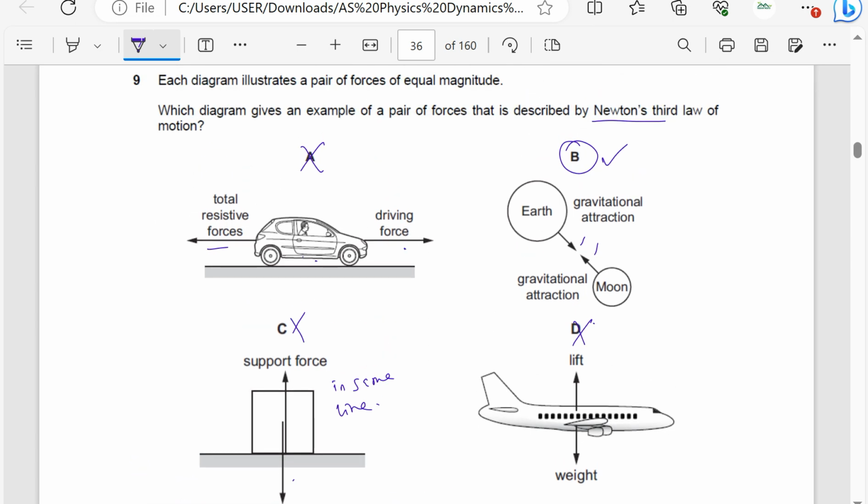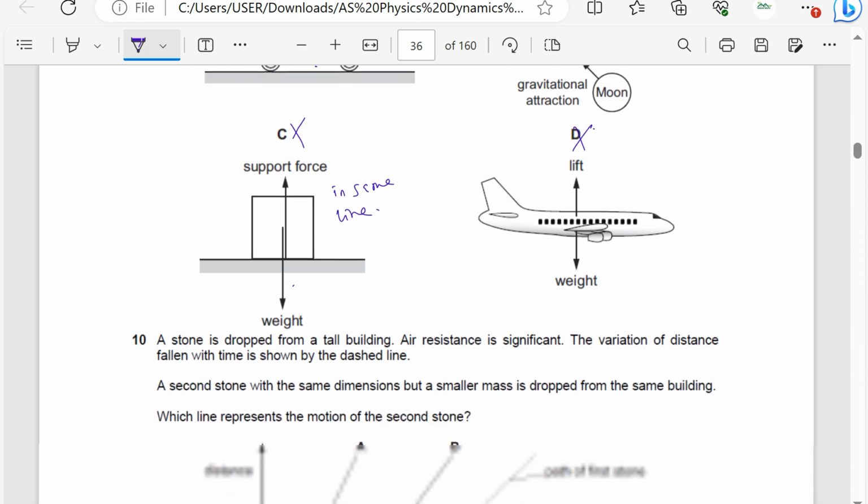Remember, for Newton's third law, the two forces are equal but opposite in magnitude. That's number one. Number two, these two forces do not act on the same body. They act on two different bodies. So the answer is going to be B.